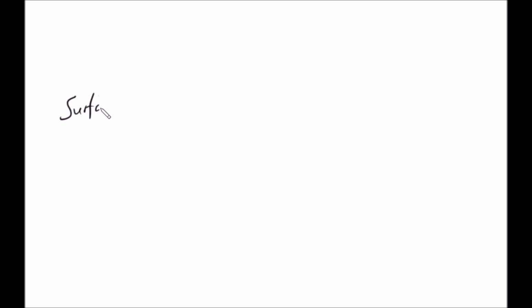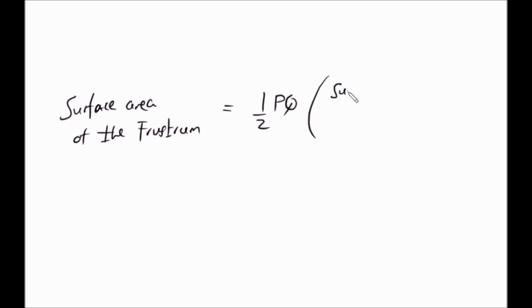Kwa hiyo finally now the surface area of the frustrum is equal to half times pq, au unaweza kuita 1/2 pq times the sum of the circumference of the cycles.